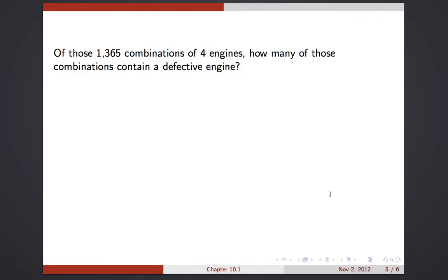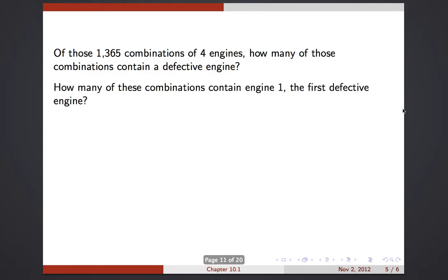Okay, so this part is trickier. Of those 1365 total combinations, how many of those contain a defective engine? Although I guess in this case we care about how many contain a non-defective engine, right? Because we want the container to ship. But actually answering this question I think is easier. So let's focus on this question for a second. Let's think about how many ways we can get a defective engine. Because if you can figure out how many ways you can get a defective engine, then you can also find out how many ways you can get a non-defective engine. If you answer one question, you've answered the other. So let's just focus on this question.